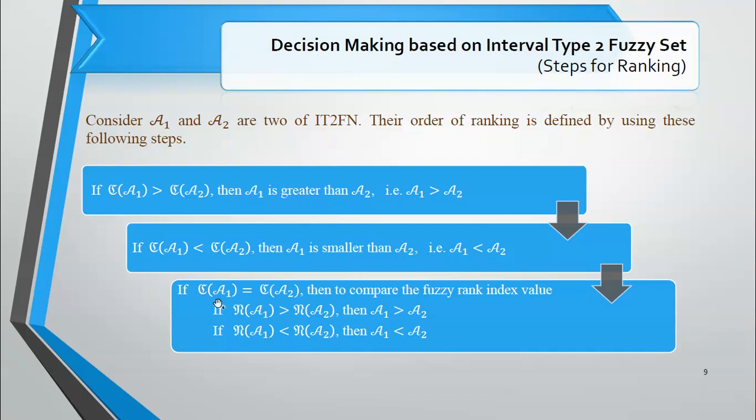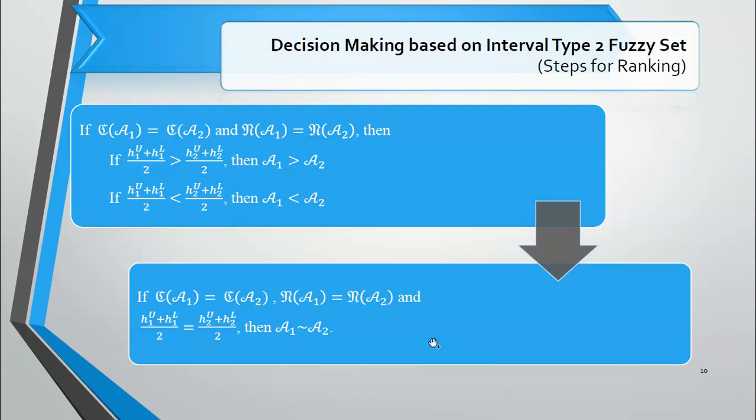Now, if the centroid point value of A1 is equal to that of A2, then we go to the rank index for A1 and A2. If the rank index of A1 is greater than the rank index of A2, then we can say A1 is greater than A2. Similarly, if the rank index of A1 is less than the rank index of A2, then we can say A1 is smaller than A2.